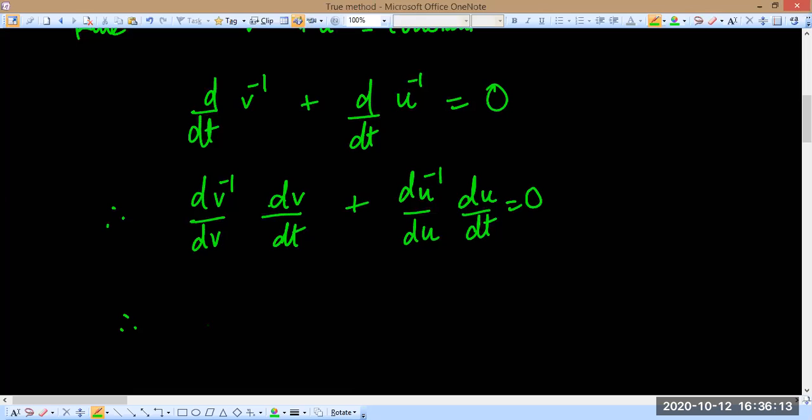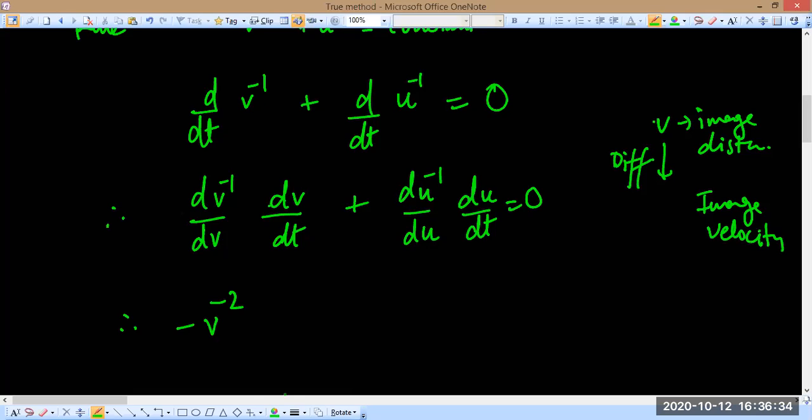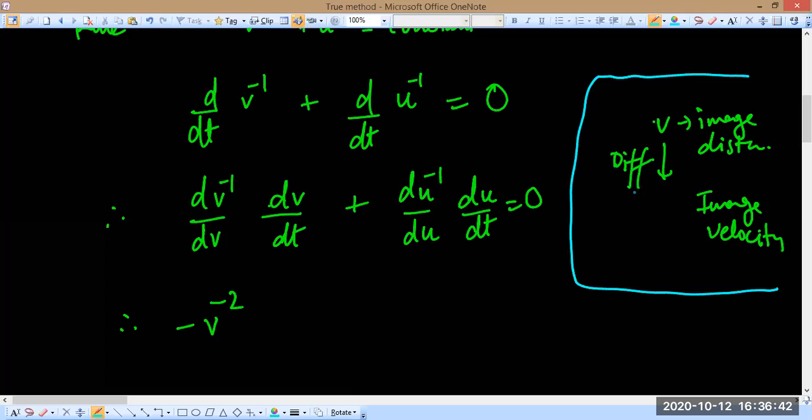So that will give us minus v raised to minus 2 dv by dt. Think about this, everyone. V stands for image distance. So its differentiation should give us image velocity. Is this concept clear? This is especially important for JEE and NEET aspirants. Okay, બોર્ડ એક્ઝામમાં આવું પૂછશે તો બહુ તકલીફ પડી જશે. બરાબર ને? કોરોના તો છે એમાં રોના ચાલુ થઈ જશે.